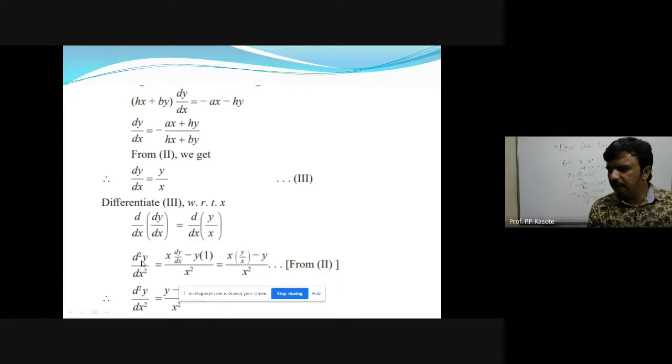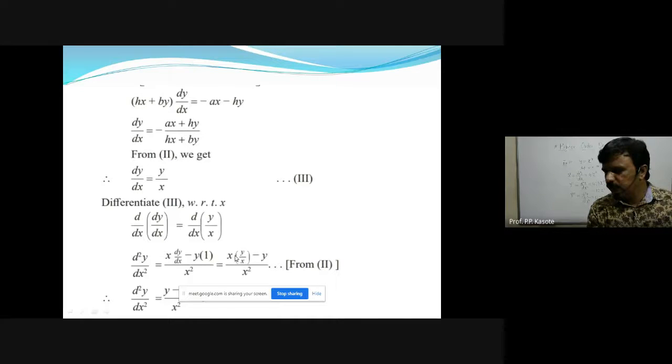So d square y, see the second last step directly. d square y upon dx square is equal to x into derivative of y minus y into derivative of x, whole divided by x square. और यहां पे हम लोग क्या करेंगे? यहां पे ध्यान दीजिए, इस स्टेप में, ये जो dy by dx का वैल्यू है that will put y upon x, which we have derived in the previous slide. You have observed that. So we'll put dy by dx as y upon x.